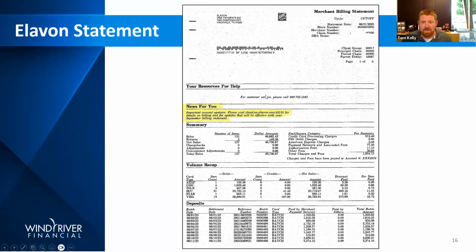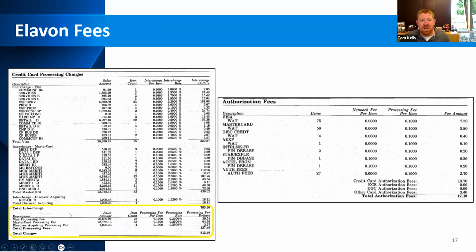So if your statement looks like this, again, they'll have a summary of your sales, a recap of the volume, the deposits, those daily batch totals. Elevon then is typically going to break out what your fees are. So the per item fee and the basis point markup. Now what Elevon does is typically they have another section over here under authorization fees where they have an additional per transaction or authorization fee. So really this 10 cents is more like 20. So again, just something to keep an eye on.